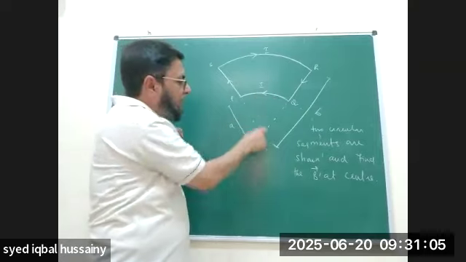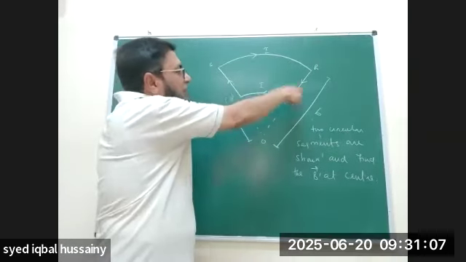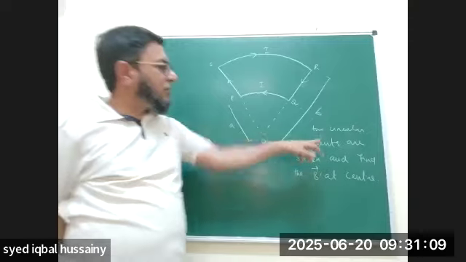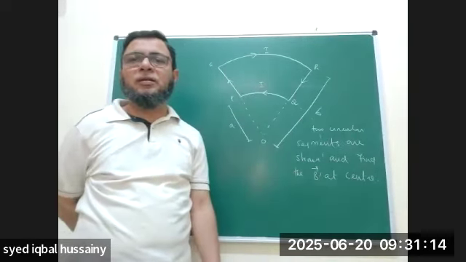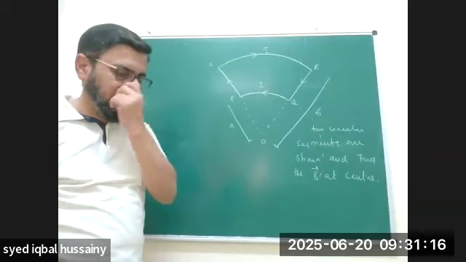This segment is at a distance of A. This segment is at a distance of B. Two circular segments are shown as in the diagram, and find the magnetic field at the center. Did you understand, boys and girls?